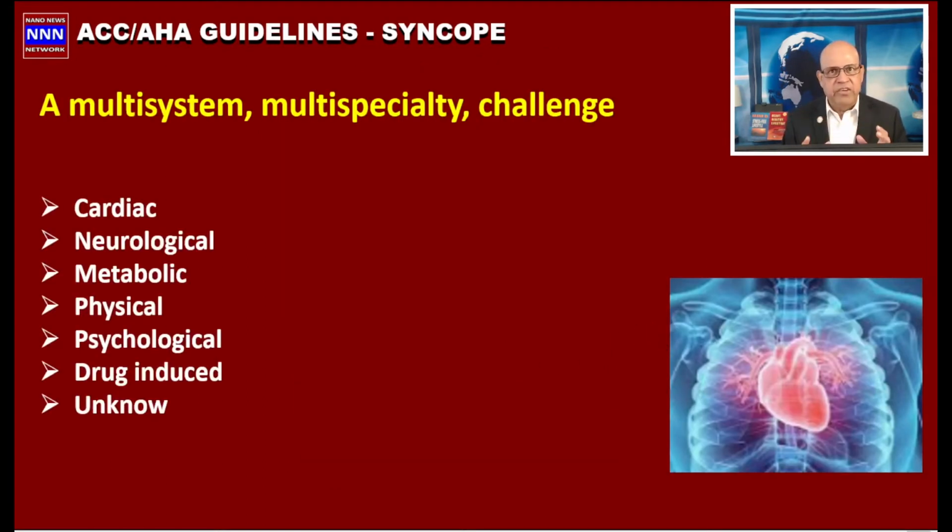Syncope is the most challenging symptom that we face as cardiologists or as any other specialist, because syncope could be a multi-system, multi-specialty challenge. It can be cardiac, it can be neurological, it could be metabolic, it could be physical, like people pass out when you stick a needle in them, or they are hurt, or they get injury. It could be psychological, it could be drug-induced, which is very commonly seen in the cardiology population, especially when they are on polypharmacy, as they call it. It could be just related to wear and tear of the autonomic nervous system, or sometimes we may never find out what is causing the syncope. But we are going to focus upon the cardiac causes for syncope.